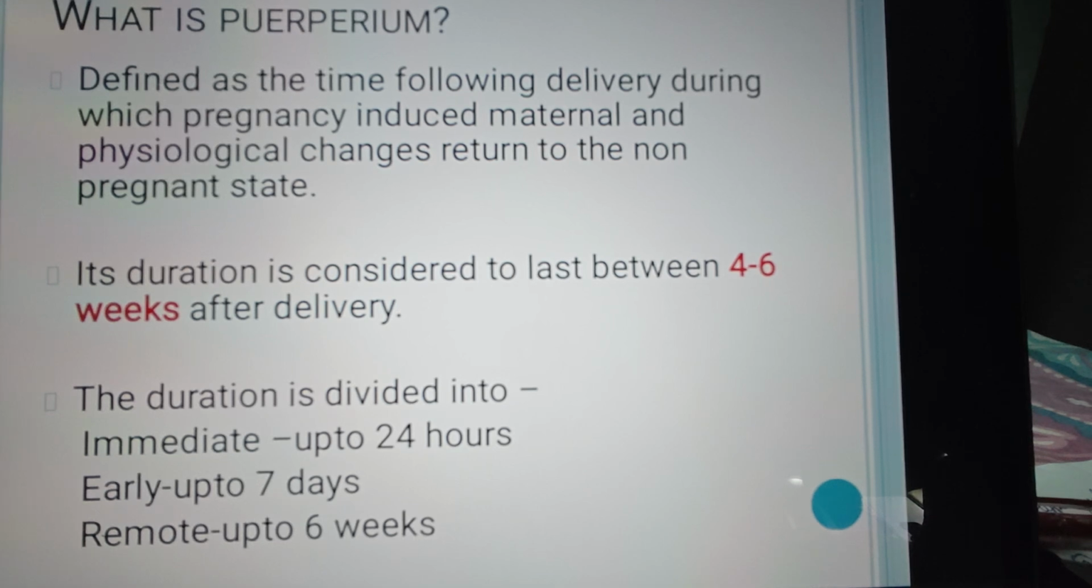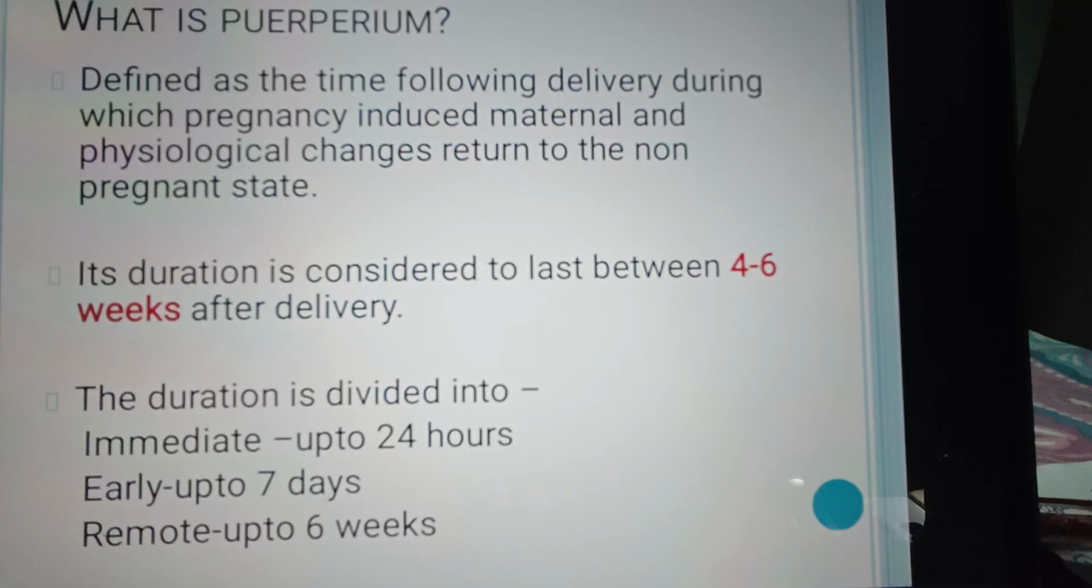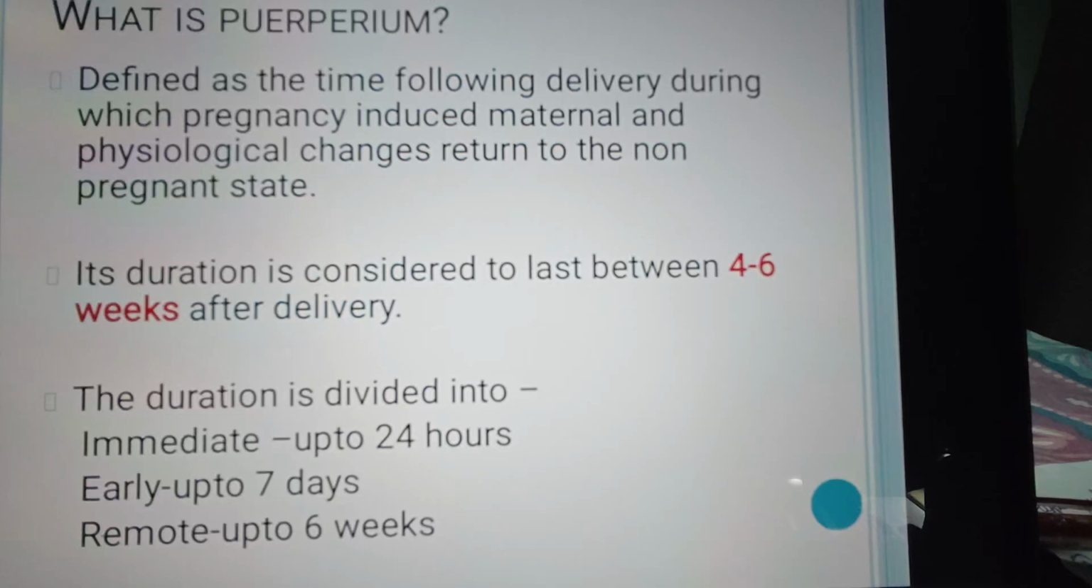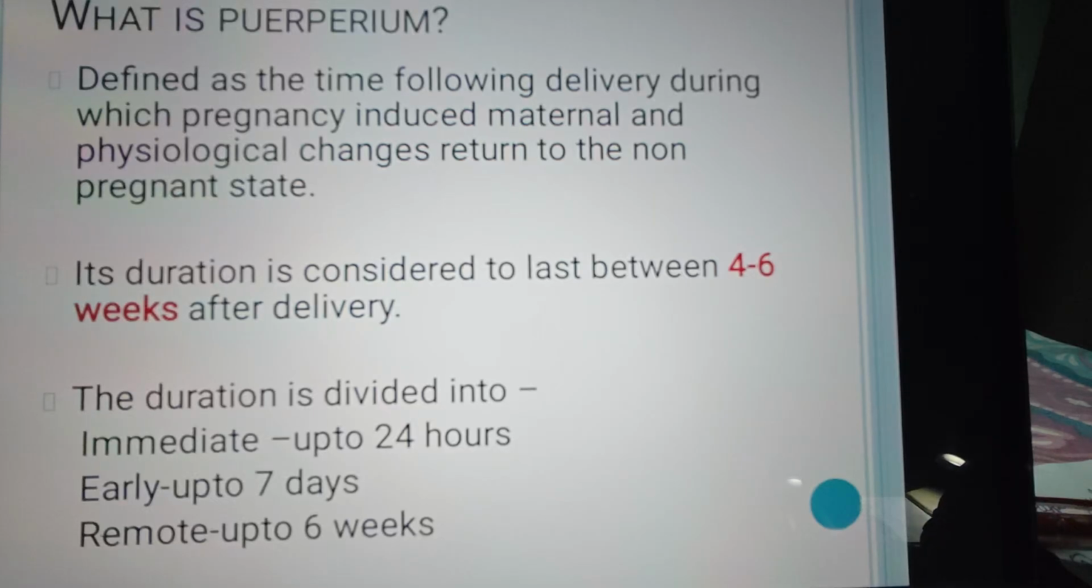Hello, this lecture is about puerperium, which is defined as the time following the delivery during which pregnancy-induced maternal anatomical and physiological changes occur, and these changes return to their non-pregnant state. The duration is about 6 weeks, and it is divided into three parts: immediate puerperium, early puerperium, and remote puerperium. The period just after delivery up to 24 hours is immediate puerperium.